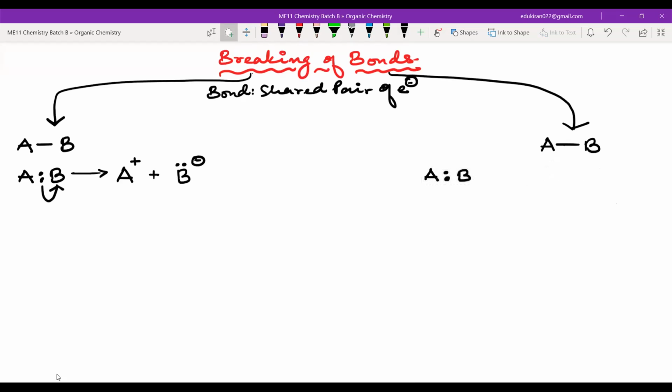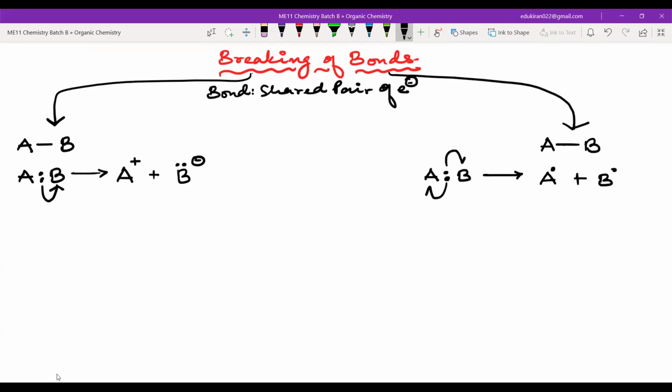Similarly, another case that can happen here is one electron moves to B and the other electron moves to A. And what do we get? We get A free radical and B with its own electron. And because one of the electrons would be of the A atom and the other electron would be of the B atom, because they are sharing electrons, right?